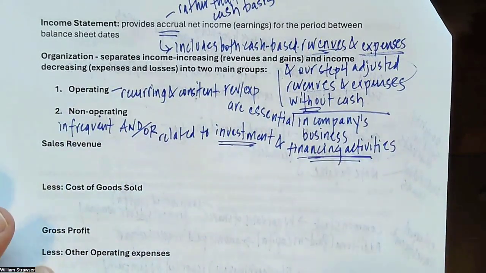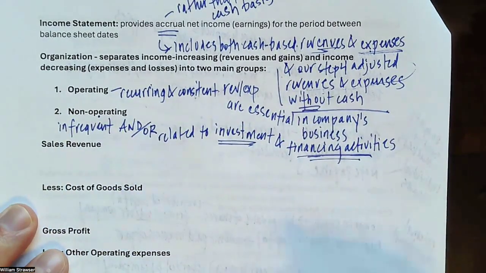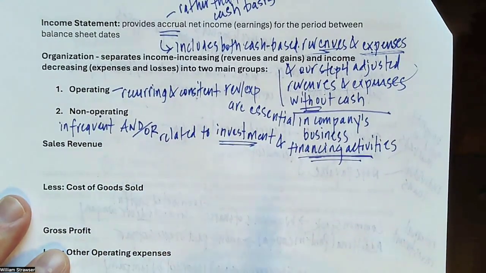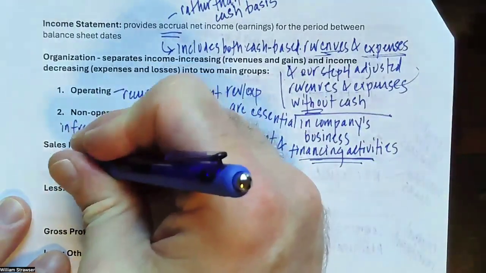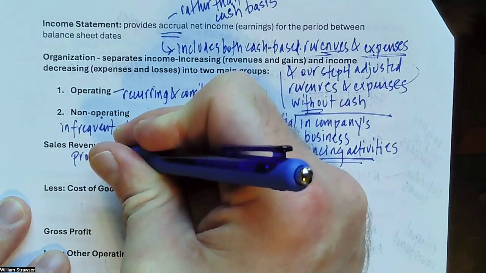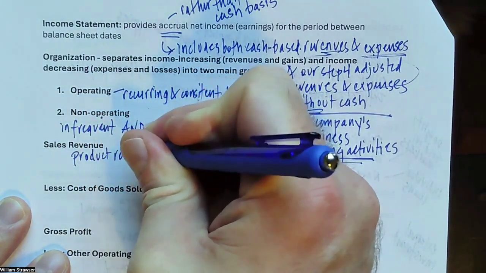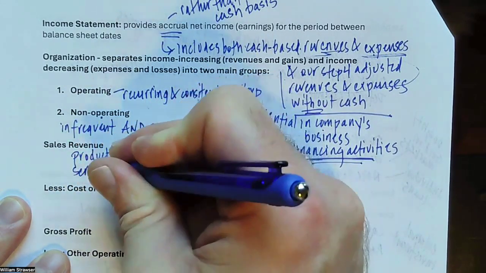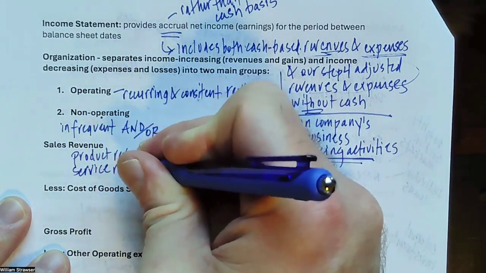So let's talk about some of these things that go in the various places. Sales revenue is always at top, right? Obviously, this is part of the business model. It results as a part of the business model. These can include product revenues, so when we're selling items in inventory. They can also be service revenues. Think about an accountant or a law firm or a doctor.